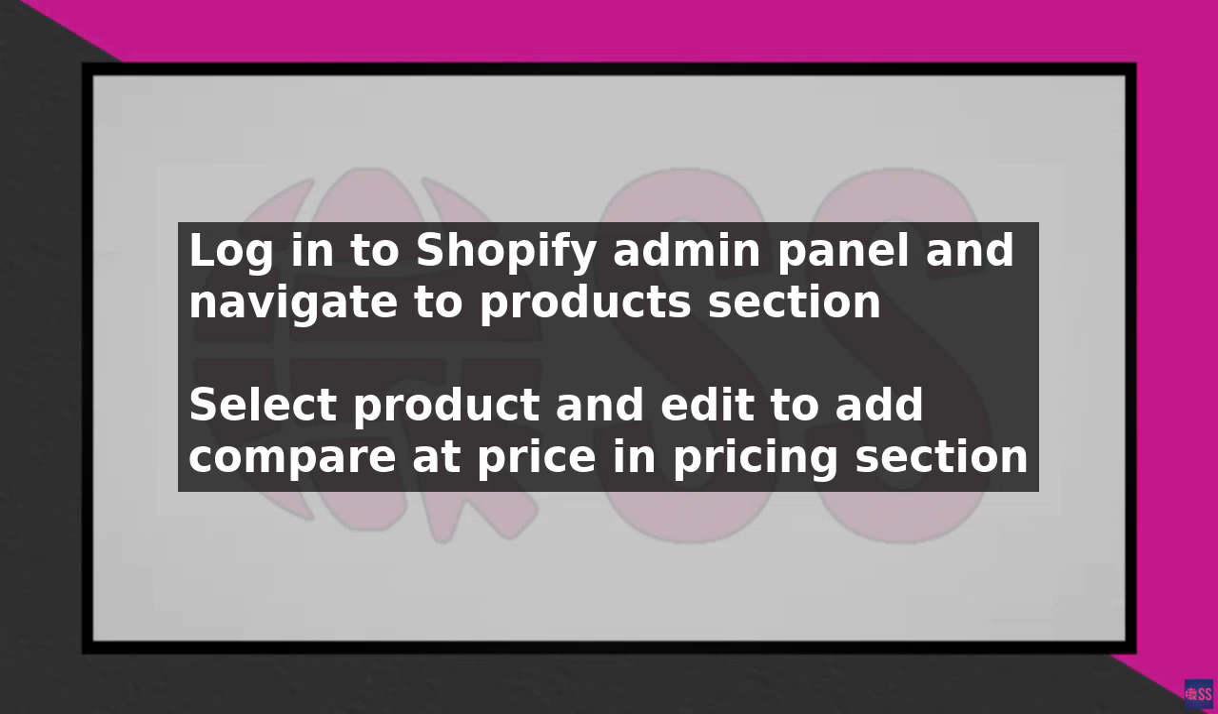Enter the original price of the product in the Compare At Price field. This should be the price the product was sold at before any discounts or sales. Make sure to enter the price without any currency symbols or commas. Once you have entered the Compare At price, click on the Save button to update the product.